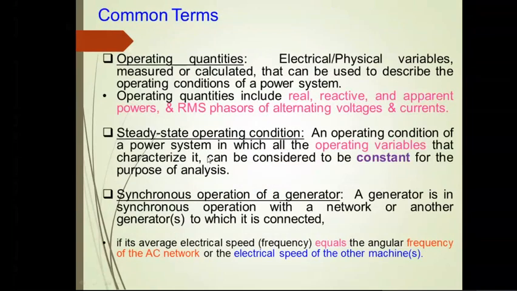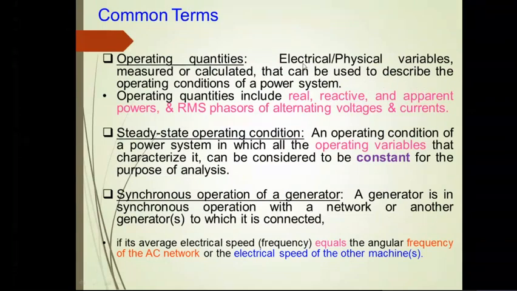Now here we have in this slide some common terms that we normally use when we need to understand power system stability. The first one is the operating quantities. These operating quantities refer to either electrical quantities or physical quantities. That means electrical or physical variables, and these describe the operating conditions of the power system.